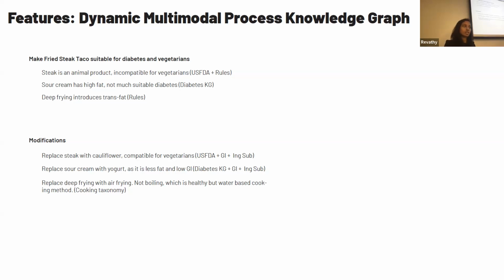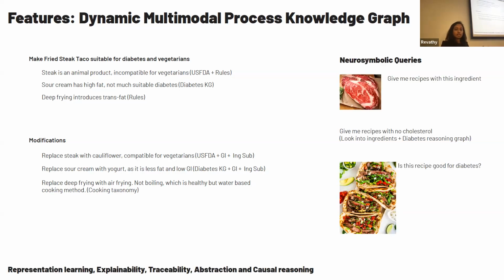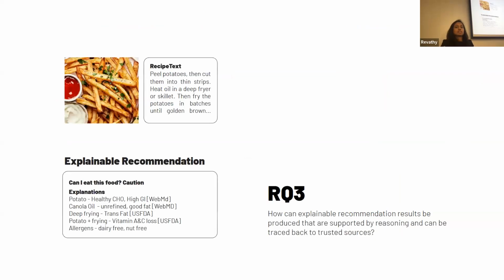So we have to find an alternative accordingly. And it can also enable neurosymbolic queries as we see here. So the user can give an image and ask, give me recipes with this ingredient, or give an image and ask, is this recipe suitable for diabetes or not? So that brings us to the major research question, which is research question 3.